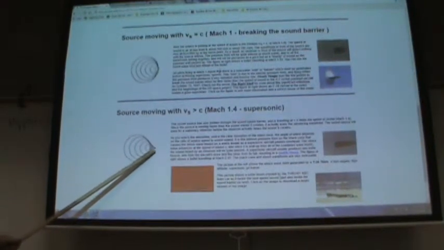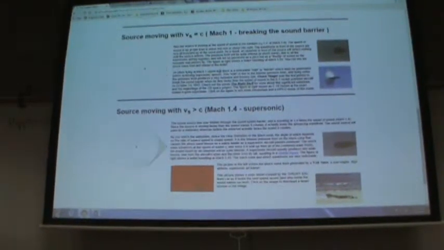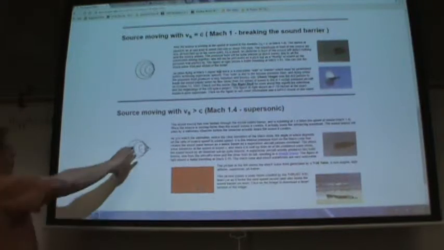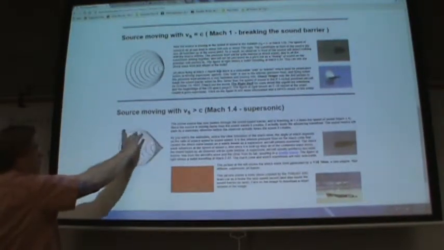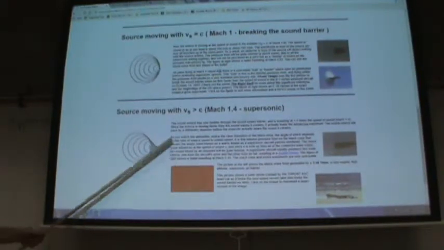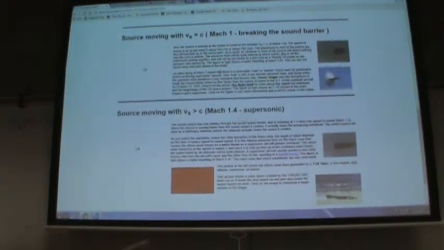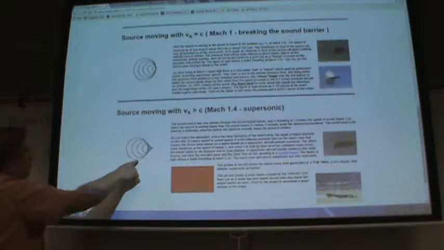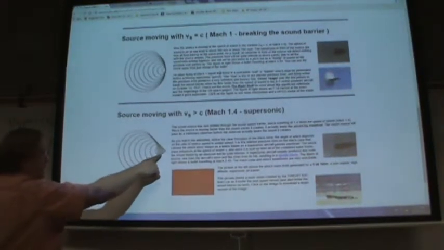Do you notice this guy? He's going faster than the speed of sound. And so you get this cone here. There's a name for that cone. It's called a Mach cone. You get this Mach cone where all of the sound waves are piling up along this line here.